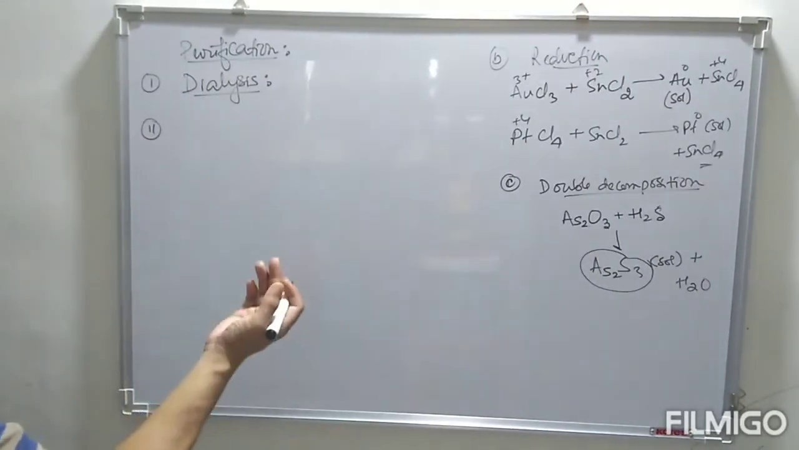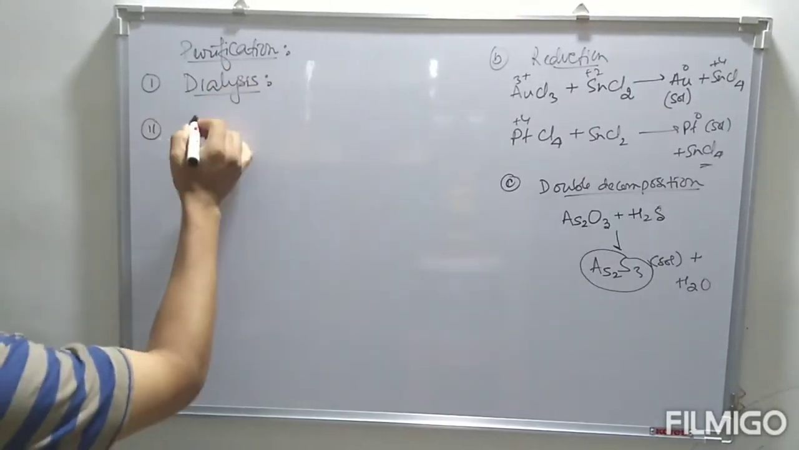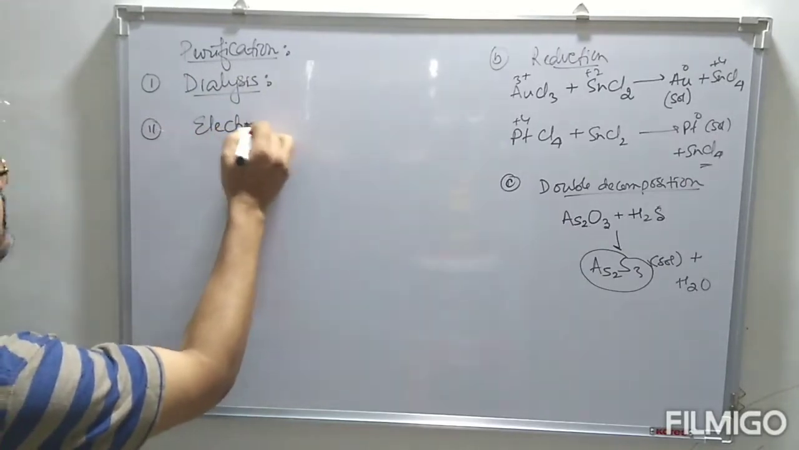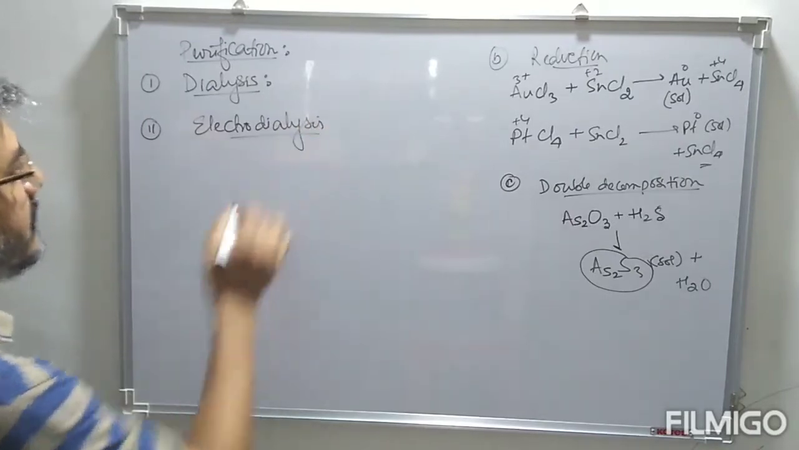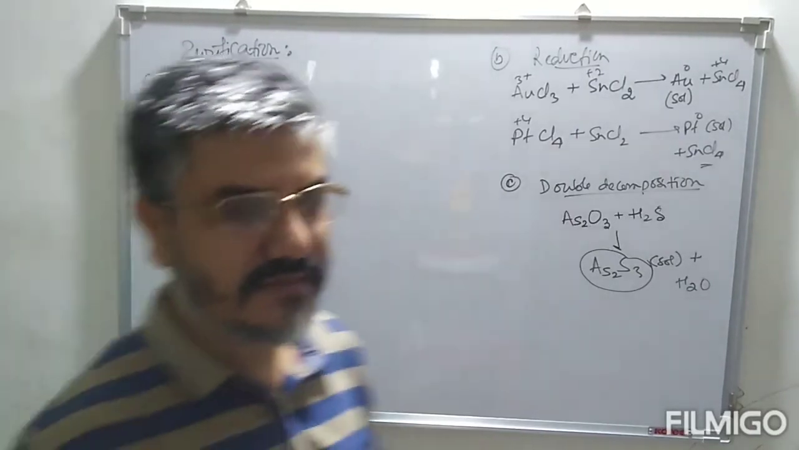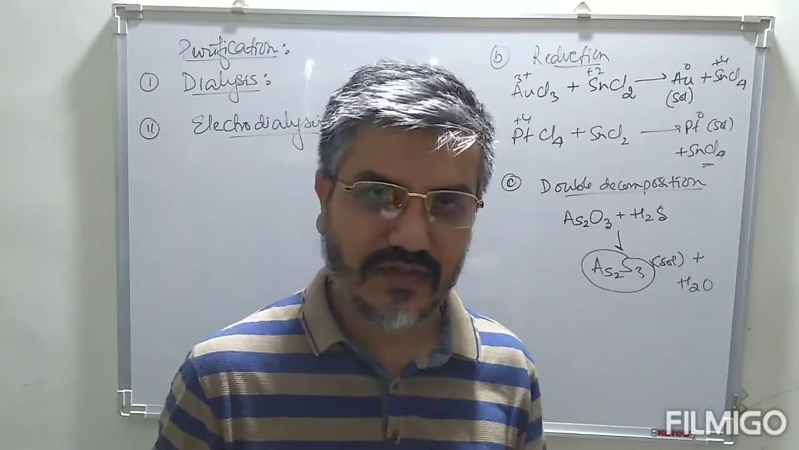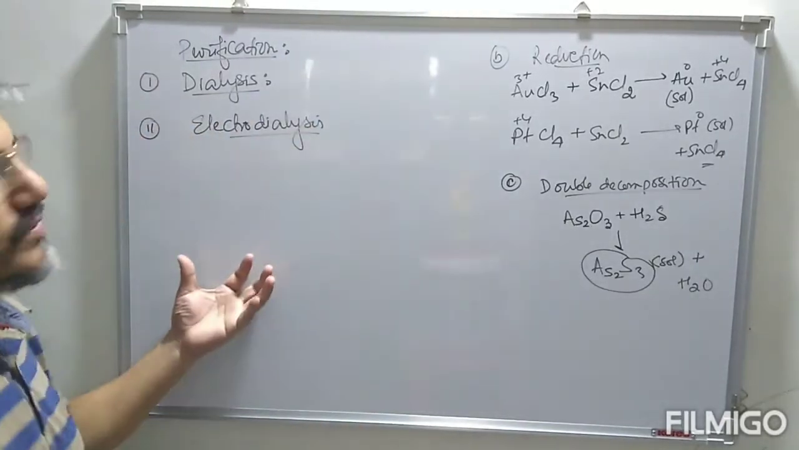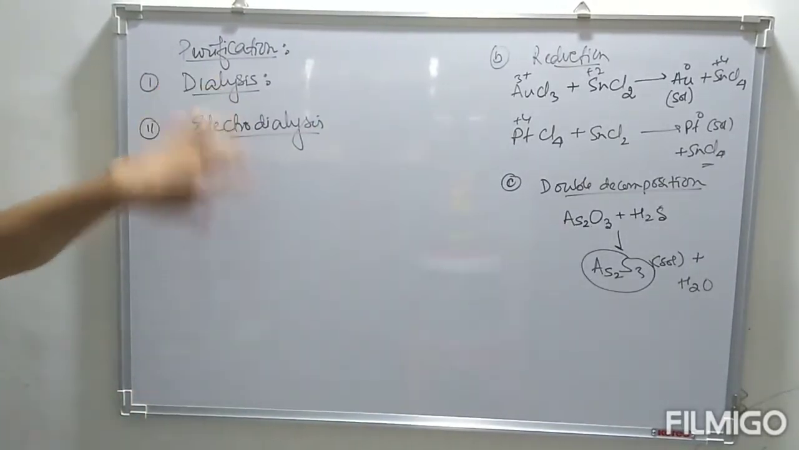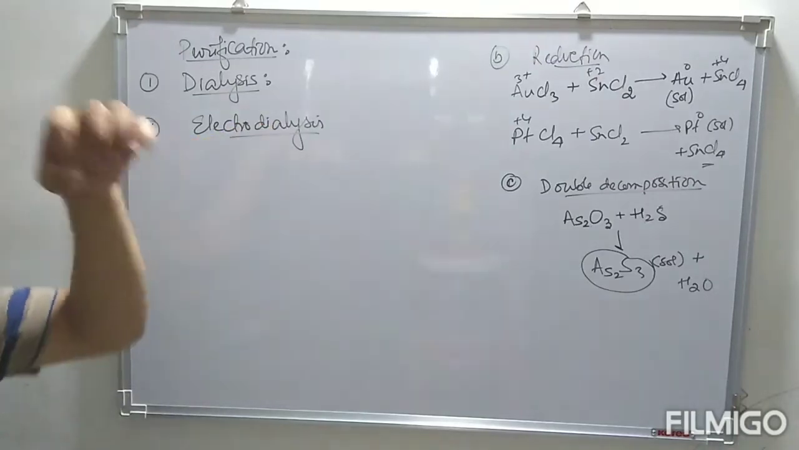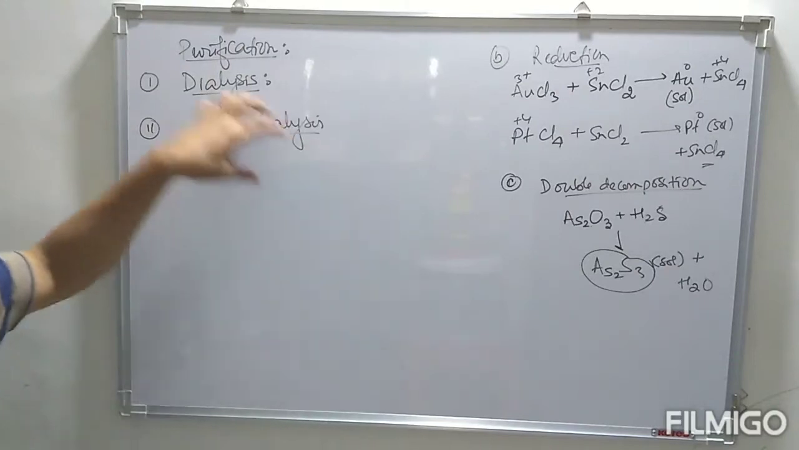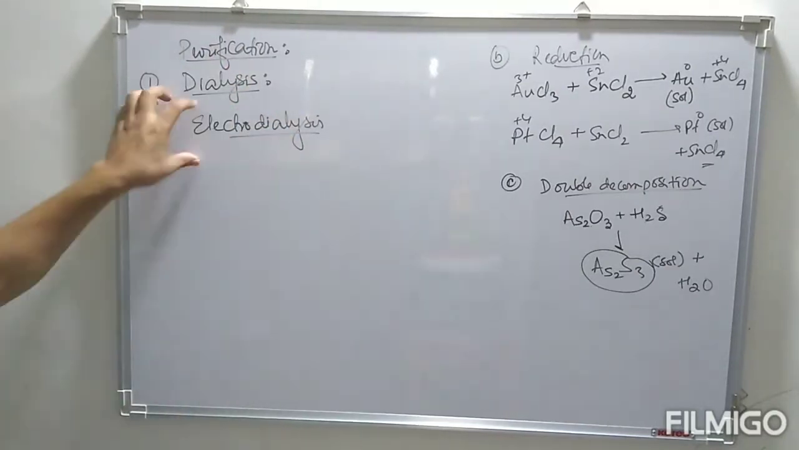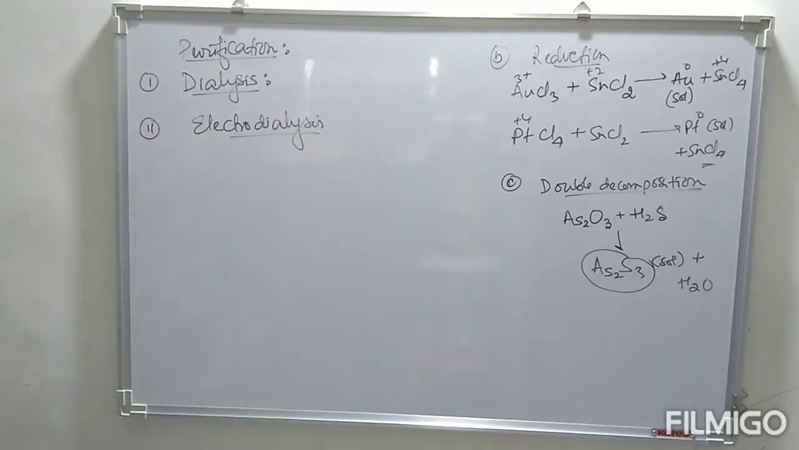So to speed up the process, this is carried out in electrodialysis. That means dialysis by use of electrodes. The same process is taken, but we dip electrodes. When we dip electrodes and pass an electric field, the process becomes fast. That is electrodialysis.